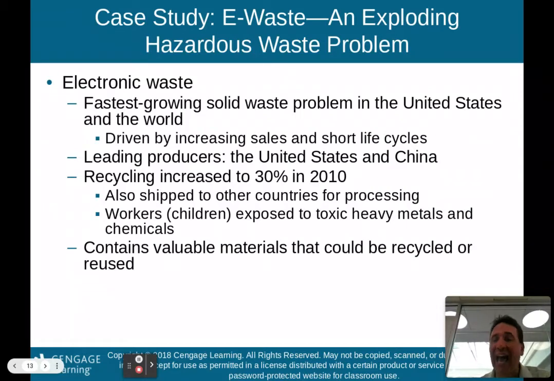Now, recycling has increased to 30% by 2010, so that's good. But again, we need to increase that recycle rate of these electronic waste. Also shipped to other countries for processing. And again, workers, children usually in these other underdeveloped countries then get exposed to toxic heavy metals and or chemicals that may be part of this electronic waste. So it is a huge issue.